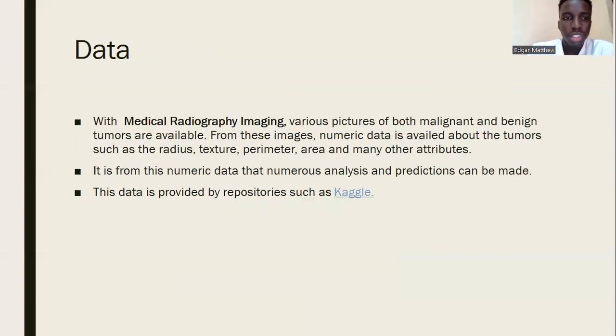The data we're going to use in this project is numeric, and it's obtained from various images from a repository known as Kaggle. The images are taken using medical radiography imaging, with various dimensions and attributes of the images. The images are body cells, some of which are cancerous, others non-cancerous. So we'll be using that data to train, analyze, and effectively build an algorithm that can detect cancer or otherwise in other body cells.